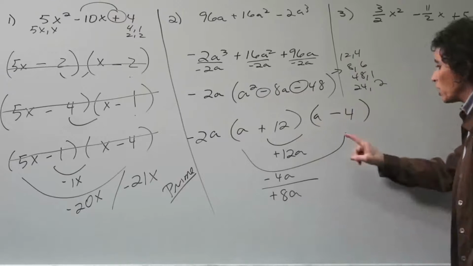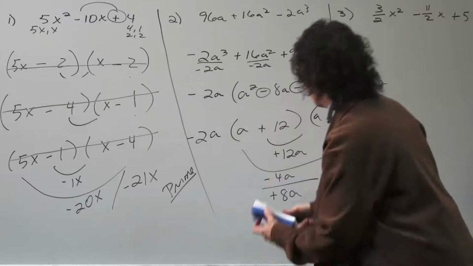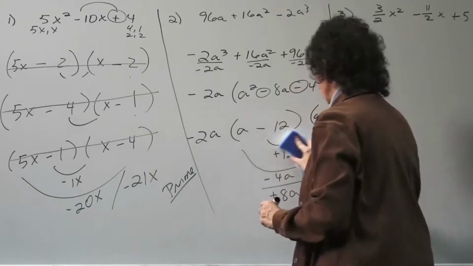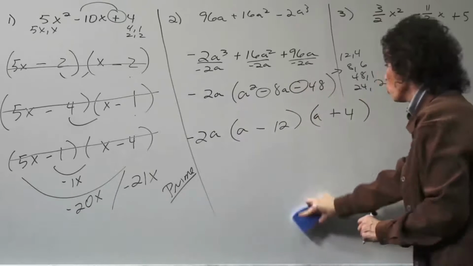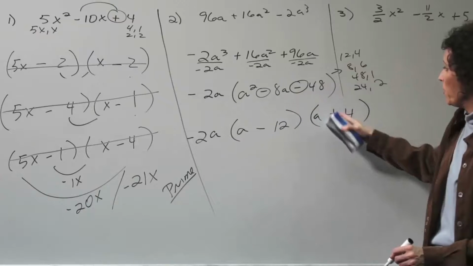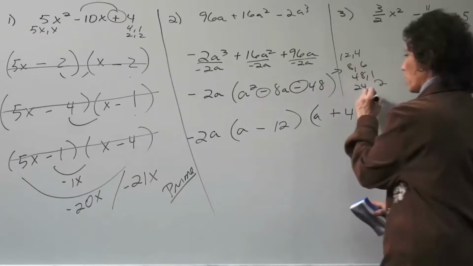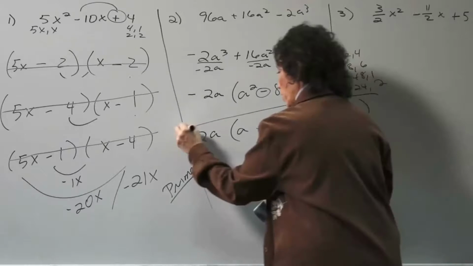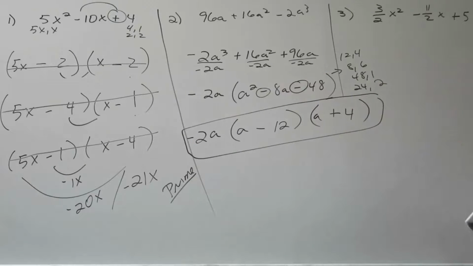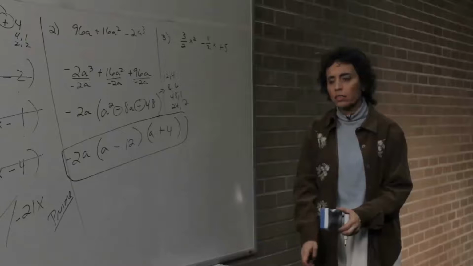So all I do is keep the numbers, but change the signs. So this is a minus, this is a plus, and now you'll have it. So those are my 4 factors. Okay, we're trying to factor that. They have to be different because that's different. So because that's negative, negative 2a times the quantity a minus 12 times the quantity a plus 4. You are done. That's it.